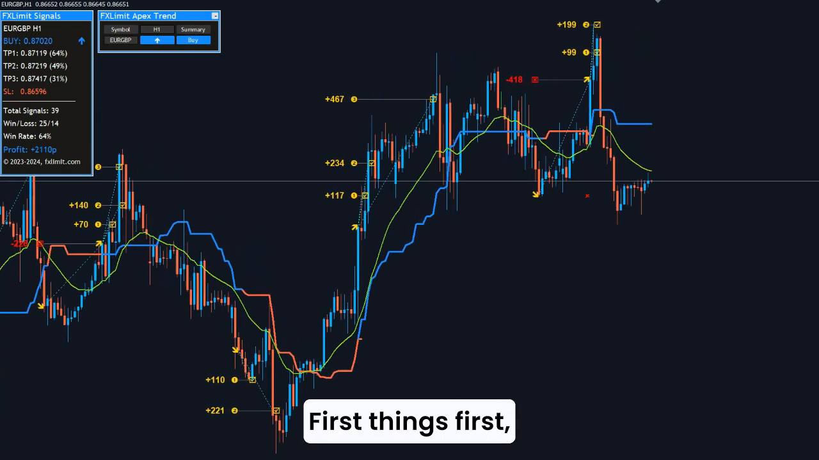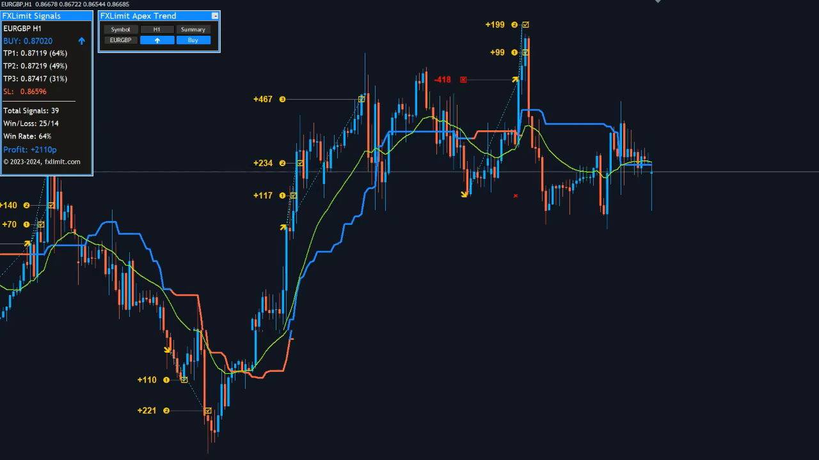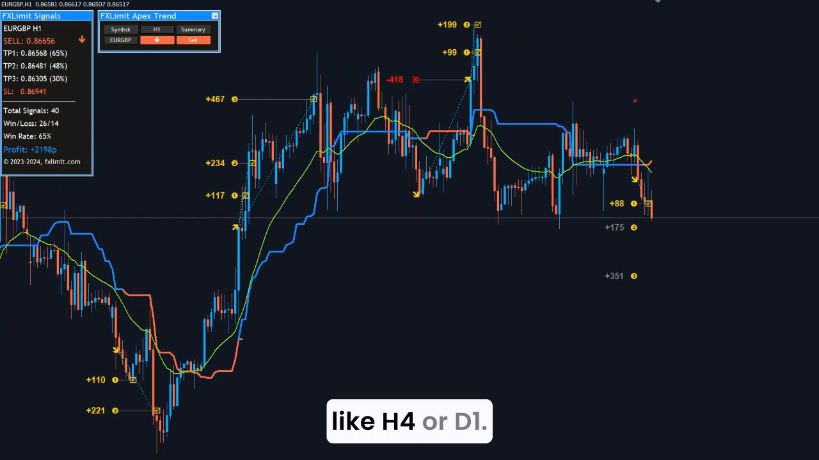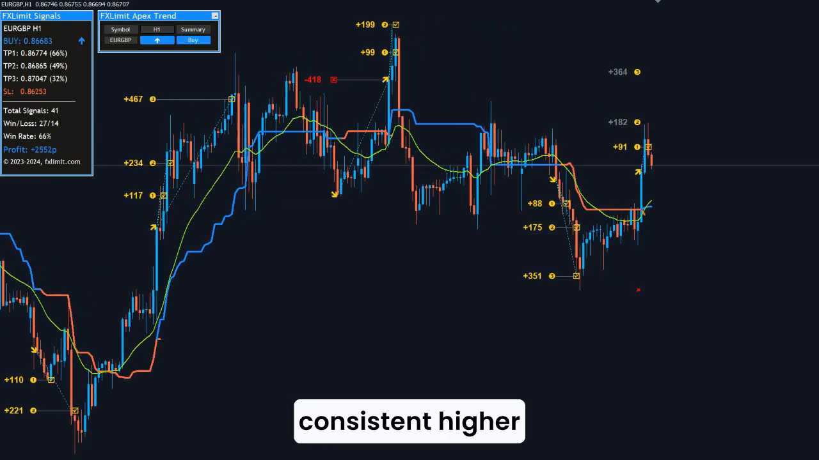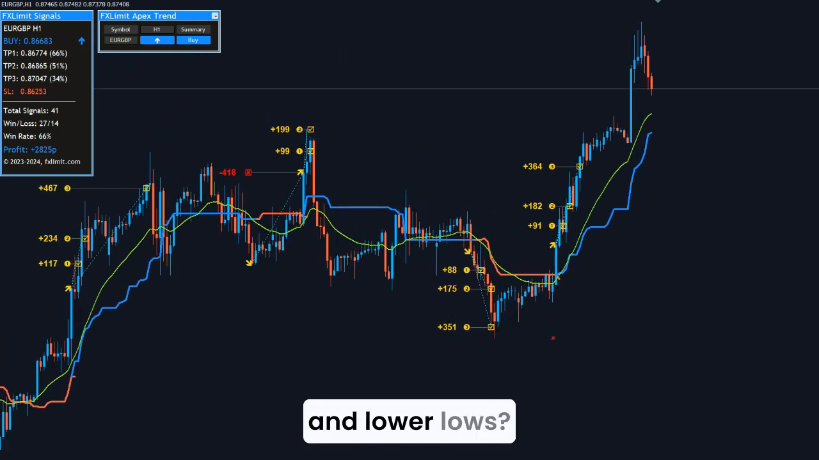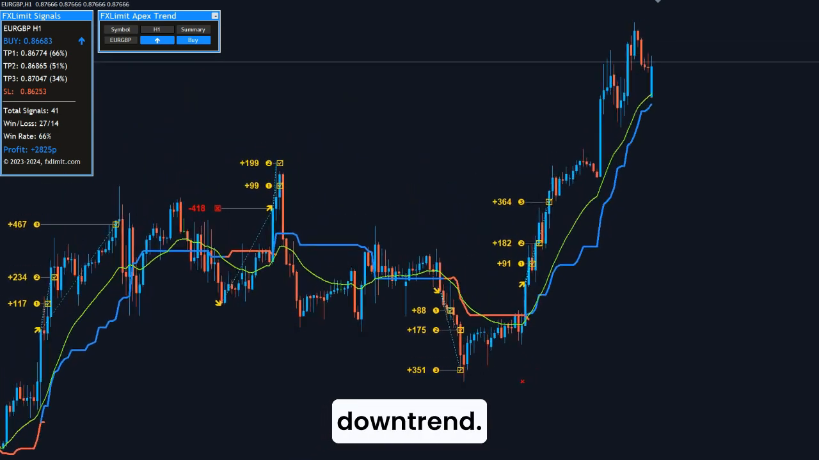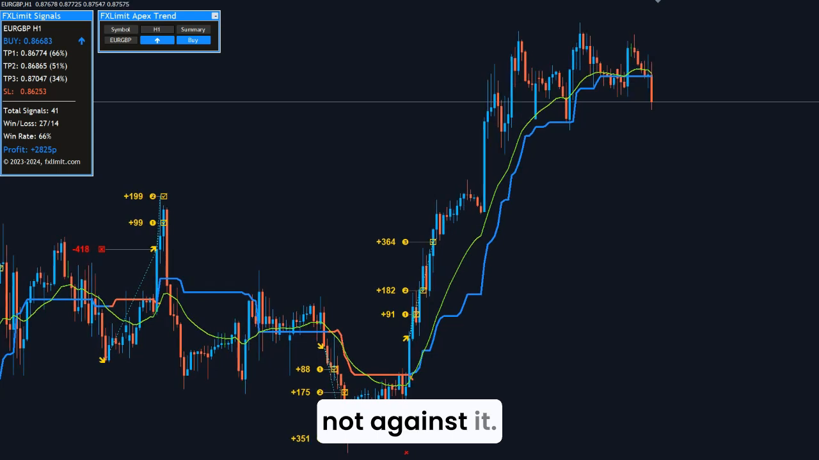First things first, always start by identifying the overall market direction. Zoom out to a higher time frame like H4 or D1. If you notice the price making consistent higher highs and higher lows, it's an uptrend. Lower highs and lower lows, that's your downtrend. This helps filter out noise and keeps you trading with the trend, not against it.